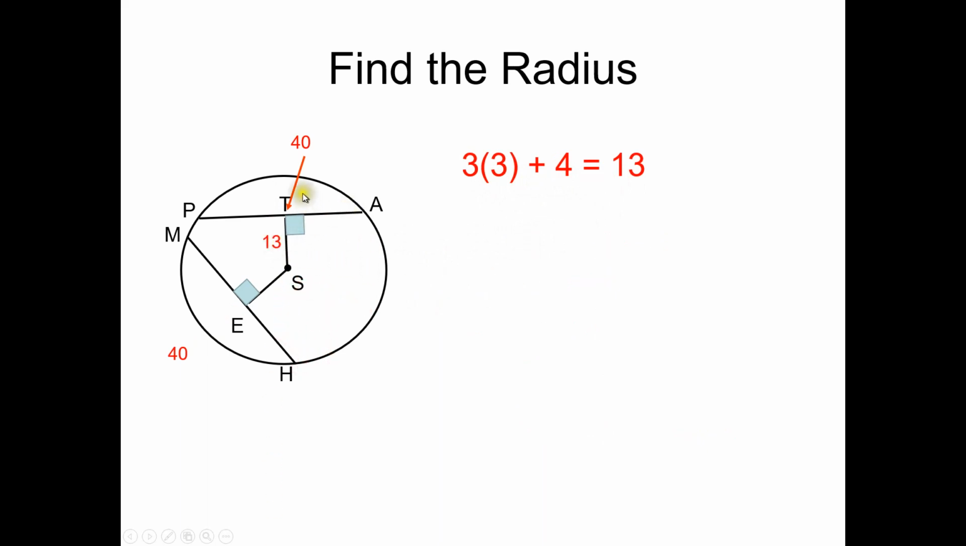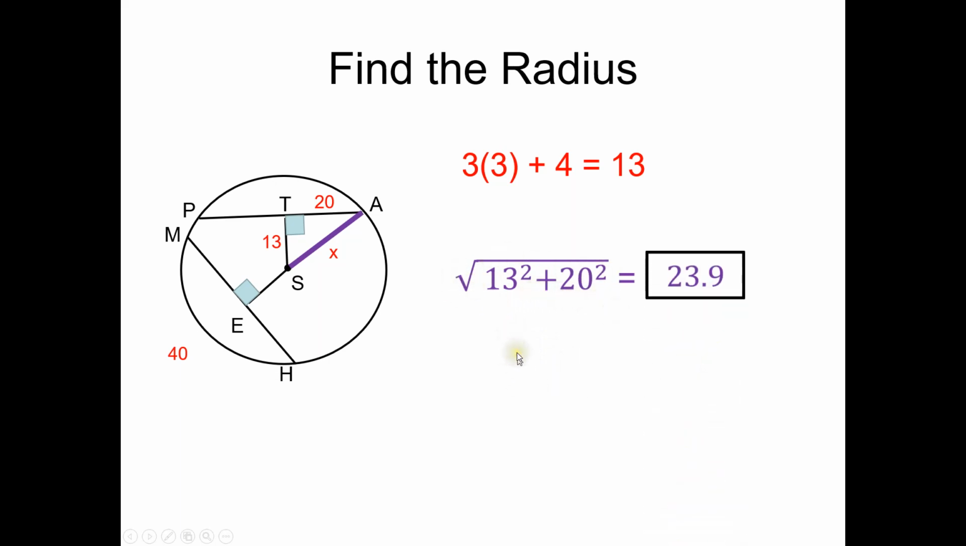Now I also know that this whole length is 40, so this one's half, right, because that's perpendicular to it. So since it's perpendicular, it acts as a diameter being perpendicular to a chord, so this part's going to be 20, right? So I'm going to put 20 right there, and then now let's draw in the radius, because that's what we're trying to do in the first place, is find the radius. And since this is a right triangle, I can use the Pythagorean theorem, right? So let's do that. So the square root of 13 squared plus 20 squared is 23.9.